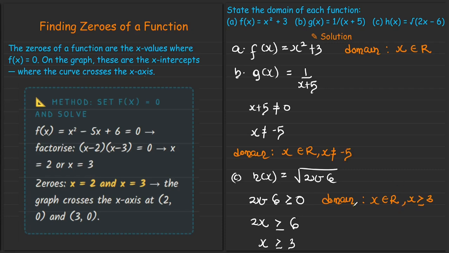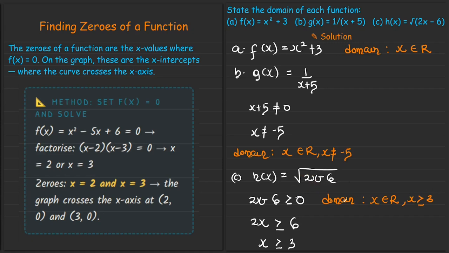You see? So all values of R, but then it has limitations. It should be greater than or equal to 3. In which case, if it is 3, we can get 2 times 3, which is 6, then minus 6, giving us 0. Square root of 0 is 0. Then afterwards, any other value that is greater than 3 gives us a positive number.